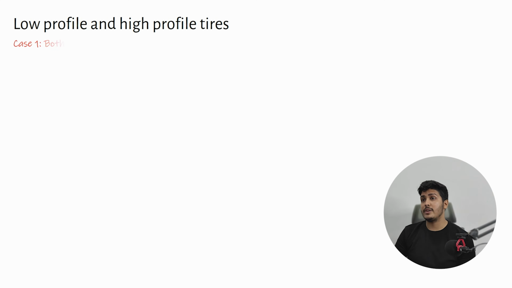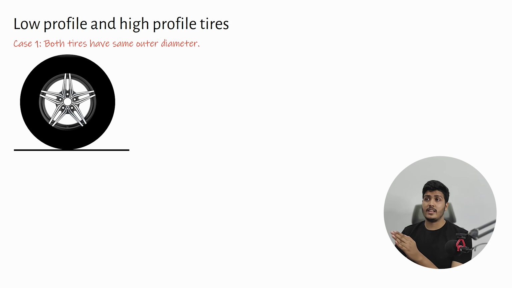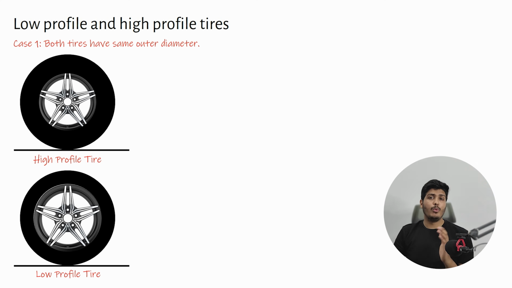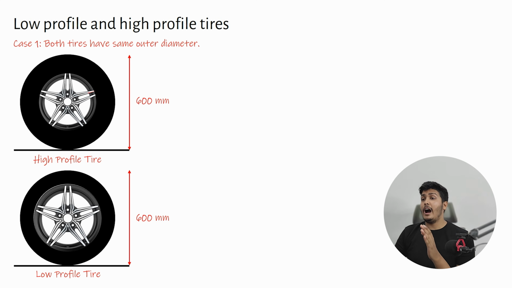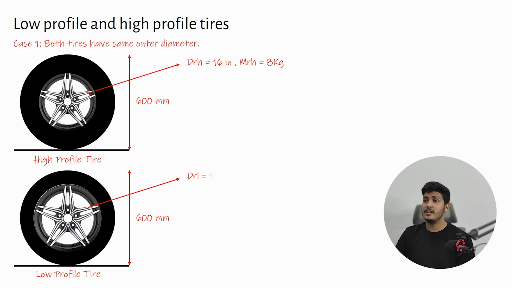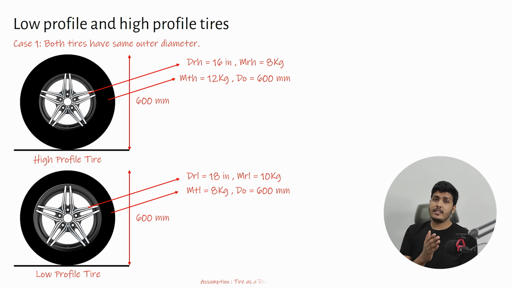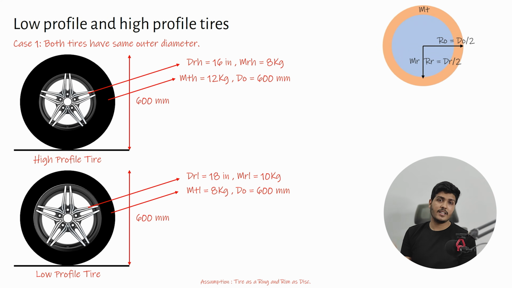Here in the first case we have a tire with a smaller rim, that is a high profile tire, and the other with a bigger rim, which is a low profile tire. Both of the tires have the same outer diameter of 600 mm. Here, the high profile tire uses a smaller rim of 16 inches which weighs 8 kg, and the low profile tire uses a rim of 18 inches which weighs around 10 kg. The weight of the low profile tire is 8 kg and the high profile tire is 12 kg. For simplifying the calculation, I am assuming the tire similar to a ring and the rim as a disc.